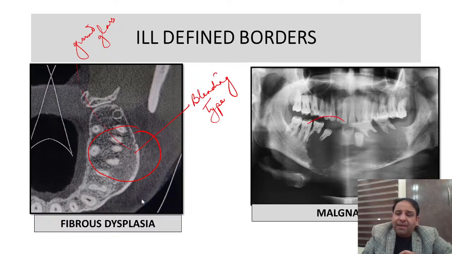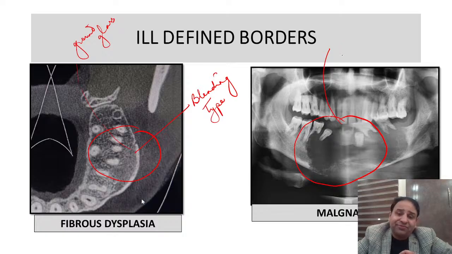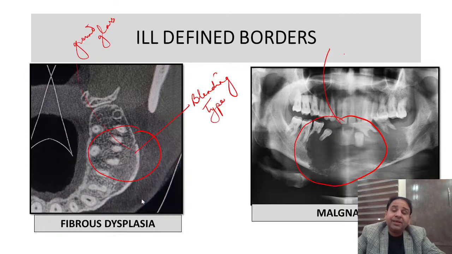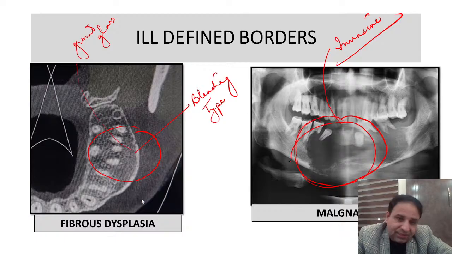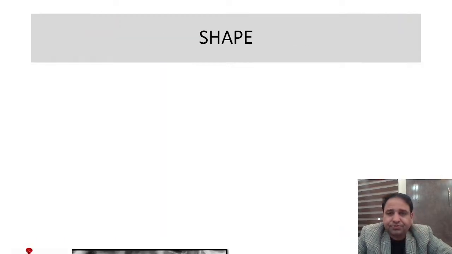Of course, malignancies have ill-defined destructive borders, because malignancies are destructive. So the borders of a malignancy are ill-defined and invasive type. Look how much destruction this malignancy is causing in this picture, right?